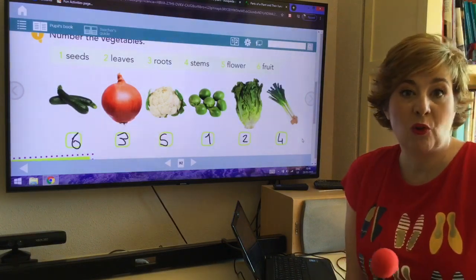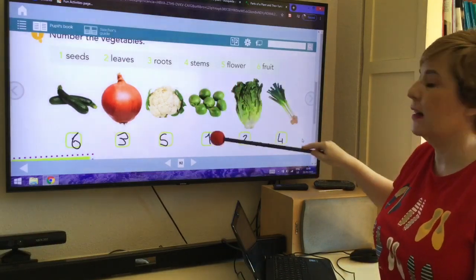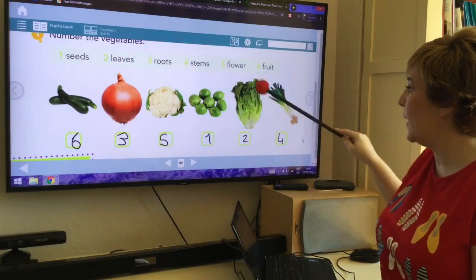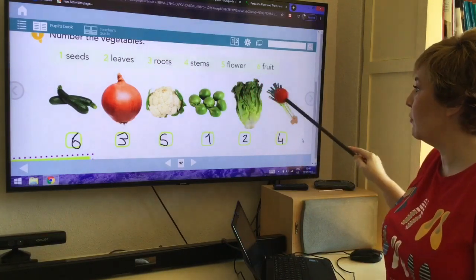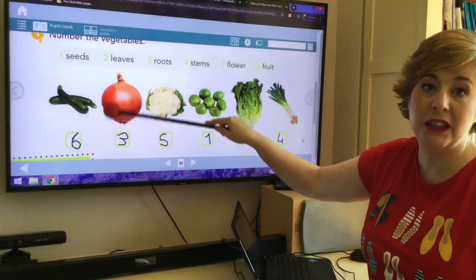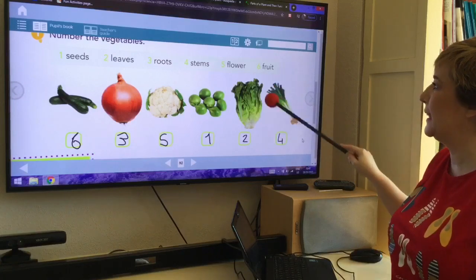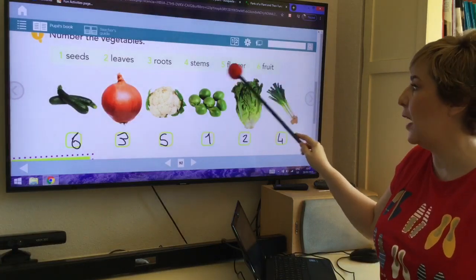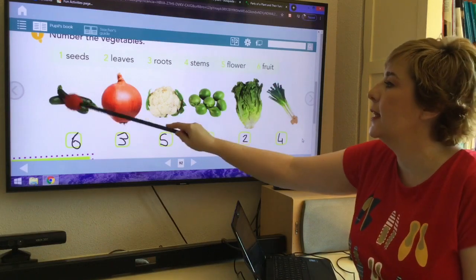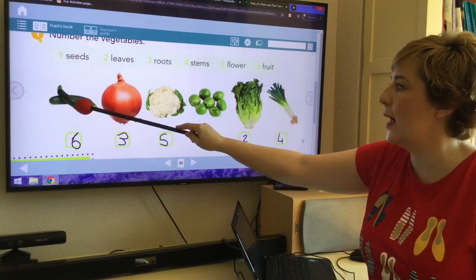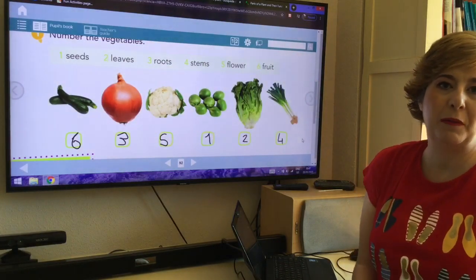And this is the correction. Number 1, the seeds are the peas. Number 2, the leaves, the lettuce. Number 3, the roots, the onion. Number 4, the stem, the leeks. Number 5, the flower, the cauliflower. And number 6, the fruit, the zucchini or squash or courgette. Whatever you want to call it, it will be fine.